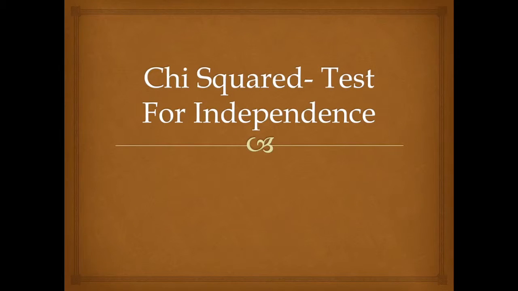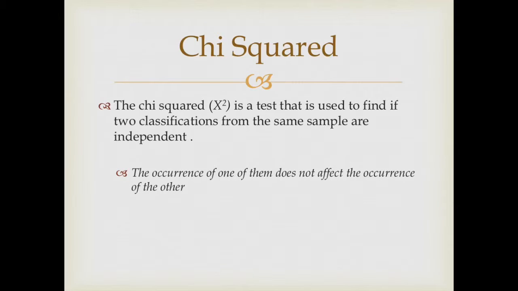Today we're going to take a look at how to calculate expected values and how to use them to calculate the chi-squared, and then how to implement the test for dependence to relate two different variables together. Let's get started.